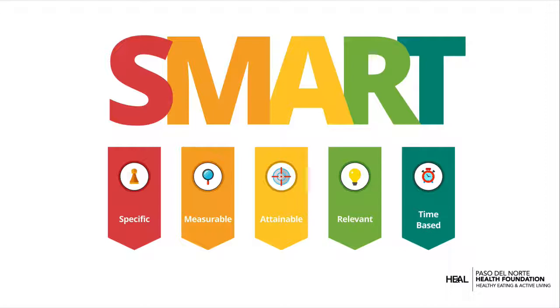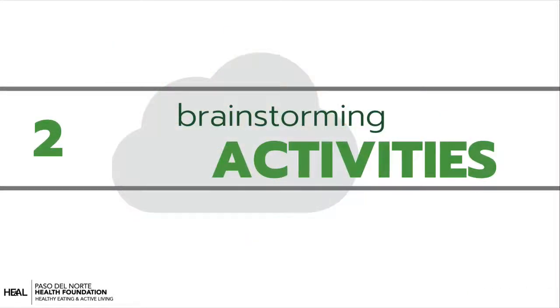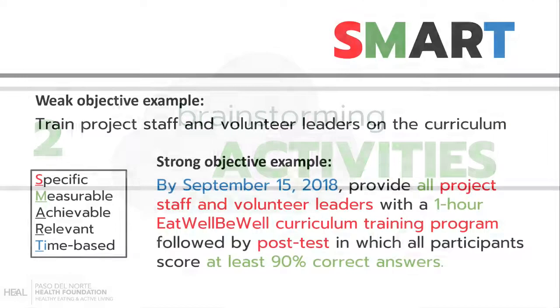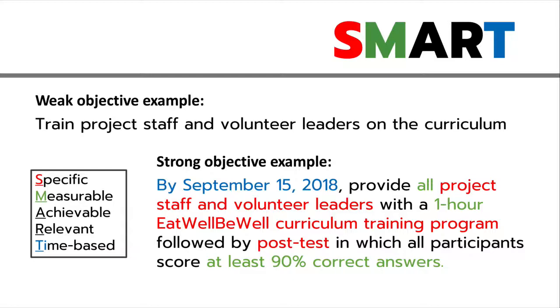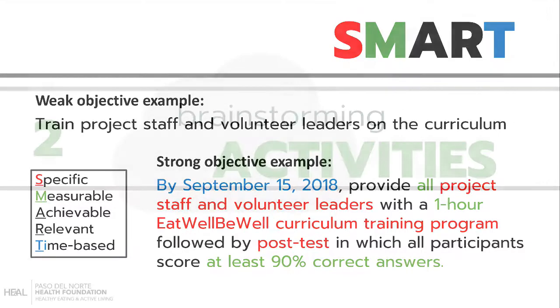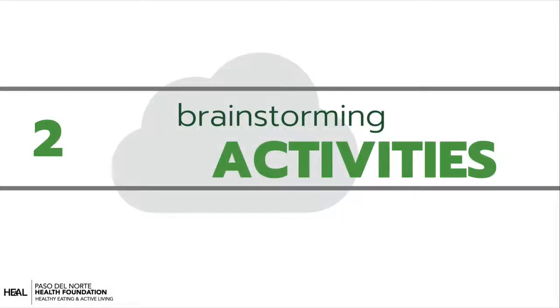So the example that we created in our SMART objectives section was about providing a health education curriculum to students. In order to do that, we were going to train staff and volunteers in this curriculum. And we came up with a very smart objective explaining this process, okay? So our second step here is brainstorming activities related to this objective.